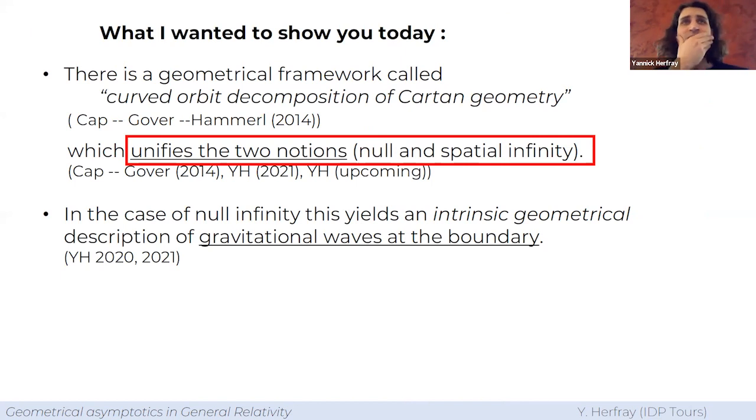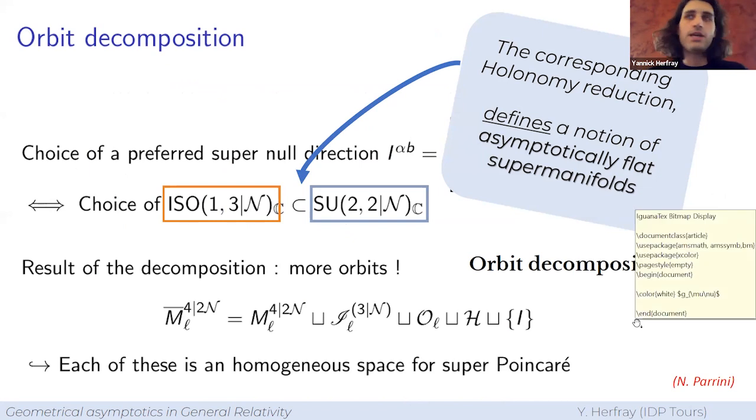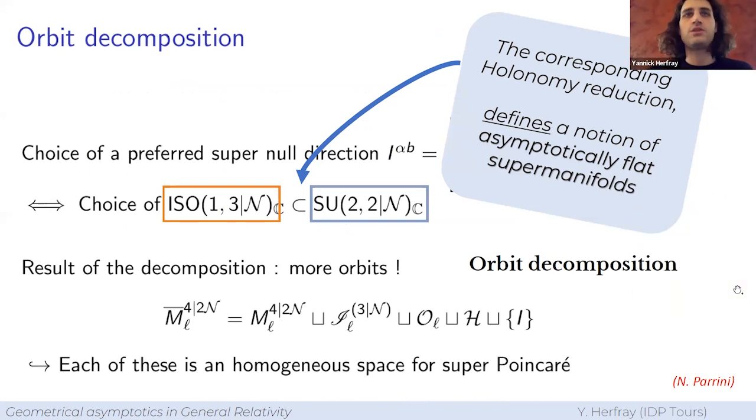Okay, so this is just the beginning of this project, but I really wanted to show that this perspective is not just a way of rephrasing things that you know, it also gives you new ideas that you would certainly not get from the usual coordinate perspective. One of the reasons that nobody ever, as far as I know, tried to develop a notion of asymptotically flat supermanifold is that it's very unclear which type of coordinate system we need to start with, while this tells you the type of geometry that you should be looking at.